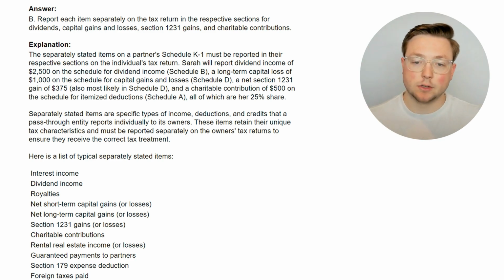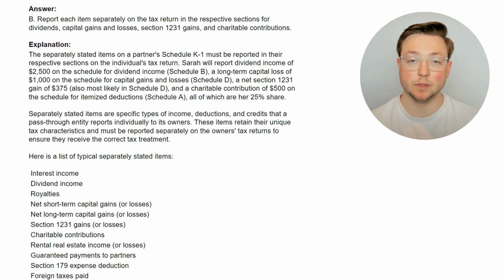And we're not necessarily trying to teach you all the different schedules in this, but basically separately stated items, like it says here, are specific types of income, deductions, and credits that a pass-through entity reports individually to its owners. So they are reported as separate items instead of smushing them all together. These items retain their unique tax characteristics and must be reported separately on the owner's tax returns to ensure they receive the correct tax treatment.